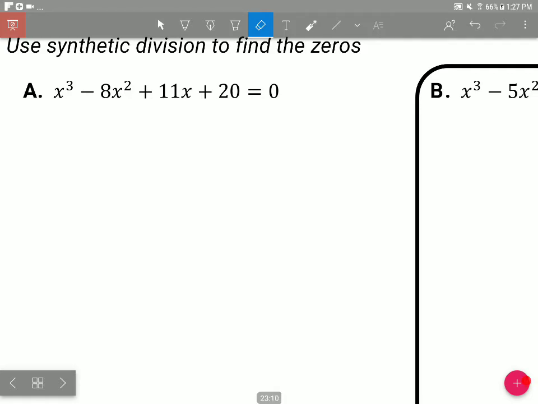All right? So I'm going to switch over. For those of you on the video, sorry you can't see this. But we're going to go to y equals, and we're going to plug in x to the third minus 8x squared plus 11x plus 20. All right? Plug that into y equals. And hit graph. And you get something that looks kind of like that.